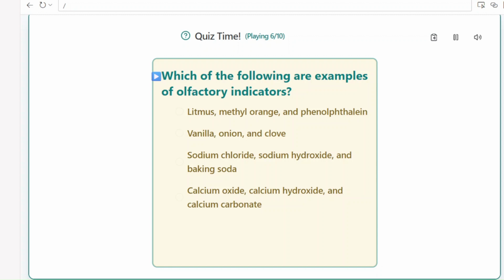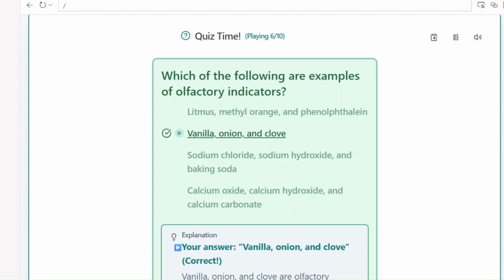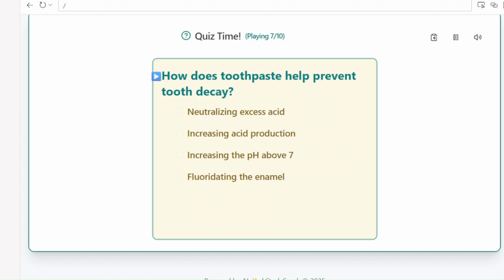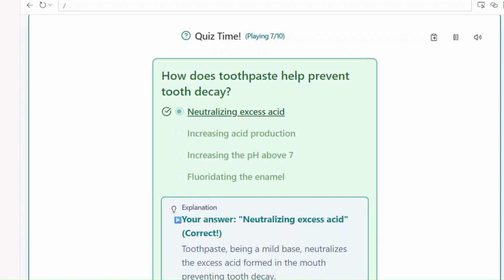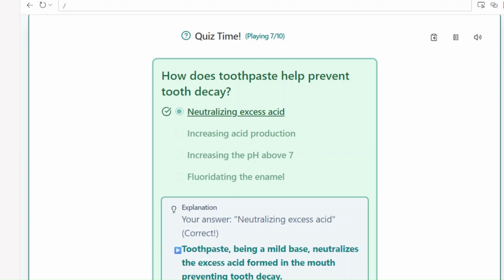Which of the following are examples of olfactory indicators? The correct answer is vanilla, onion, and clove. Explanation: vanilla, onion, and clove are olfactory indicators, changing their odor in acidic or basic solutions. How does toothpaste help prevent tooth decay? The correct answer is neutralizing excess acid. Explanation: toothpaste, being a mild base, neutralizes the excess acid formed in the mouth, preventing tooth decay.